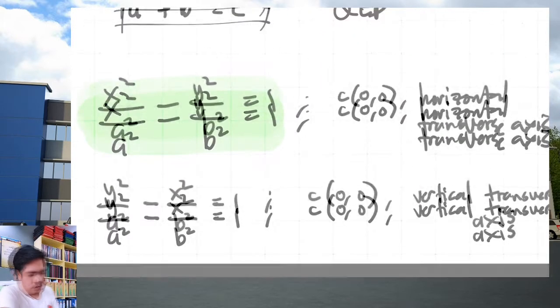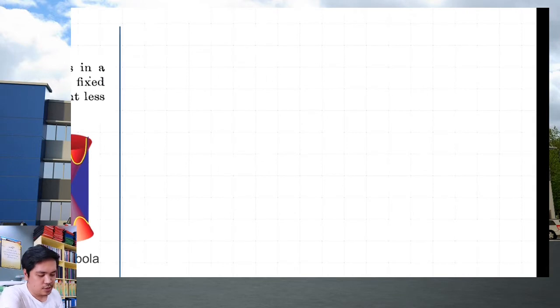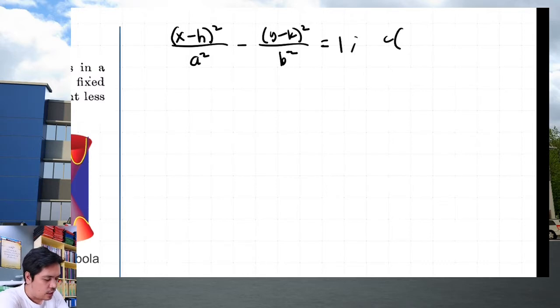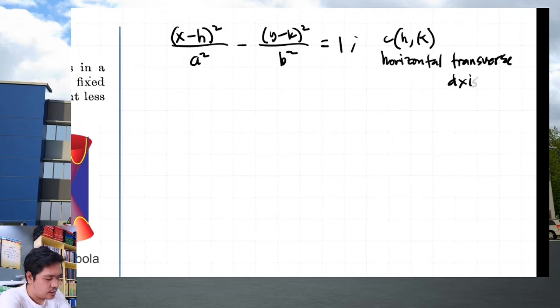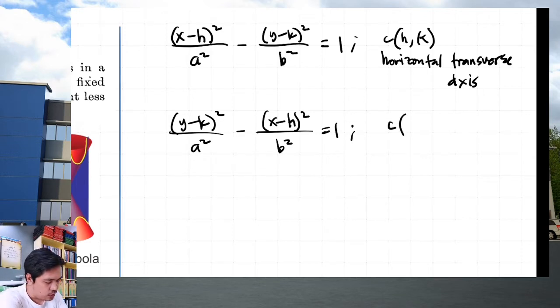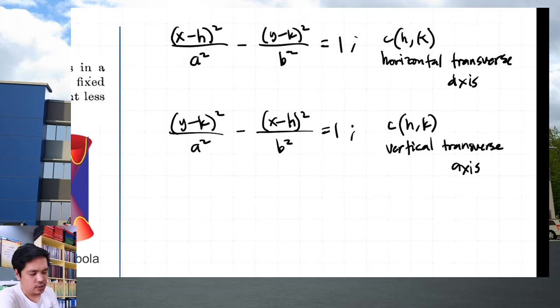Let's repeat that. That would be horizontal transverse axis. Okay? So by now, maybe you can generalize that, similar to the ellipse, when the center is at (h, k), the formula would be (x minus h) squared over a squared minus (y minus k) squared over b squared equal to 1. This is for center at (h, k) and horizontal transverse axis. And of course, we have (y minus k) squared over a squared minus (x minus h) squared over b squared equals 1. This is for the hyperbola with center at (h, k) and vertical transverse axis. Okay? So these are the formulas.